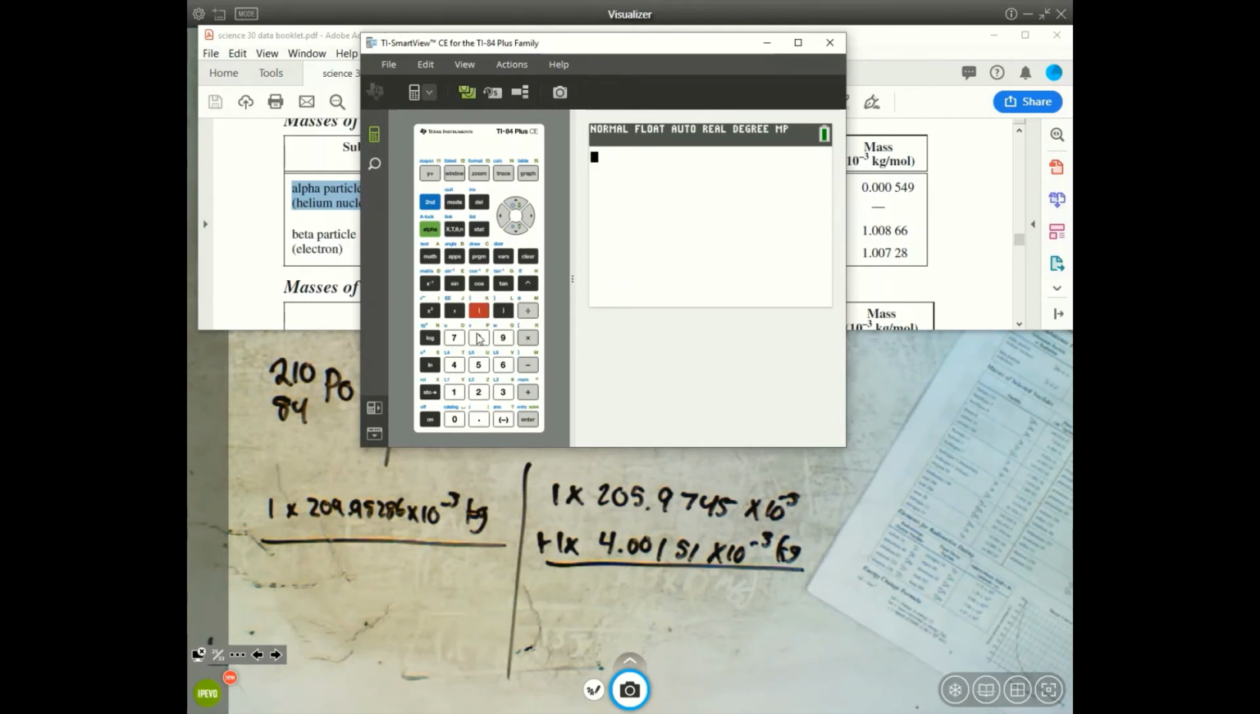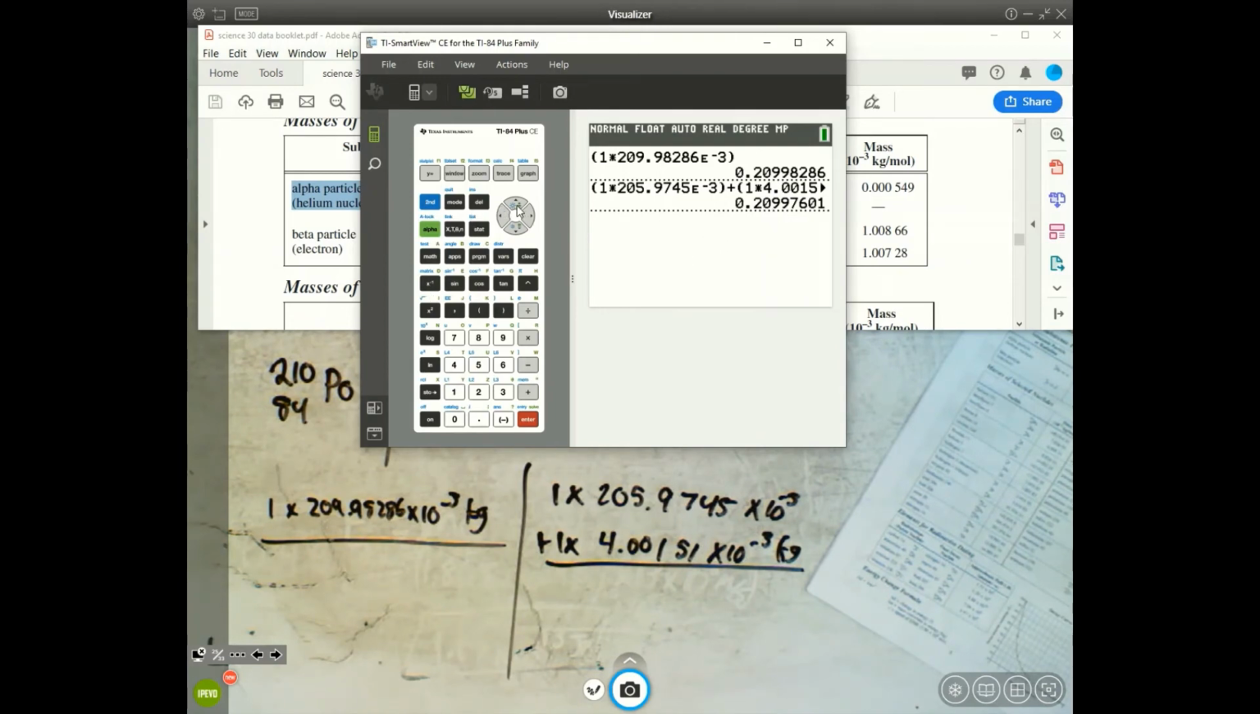So yeah, if I just go 1 times 209.98286 times 10 to the negative 3, obviously I'll just get that. And then 1 times 205.9745 times 10 to the negative 3. I'm going to add that to, oops, close my bracket, add that to 1 times 4.00151 times 10 to the negative 3. And that's the mass of my products, right?